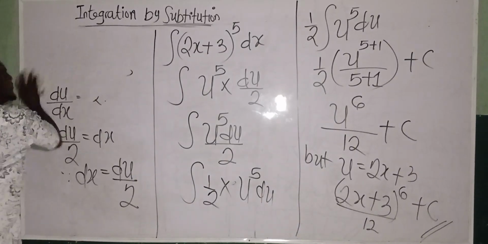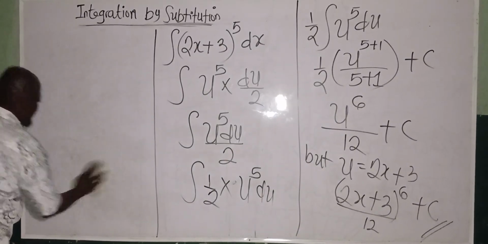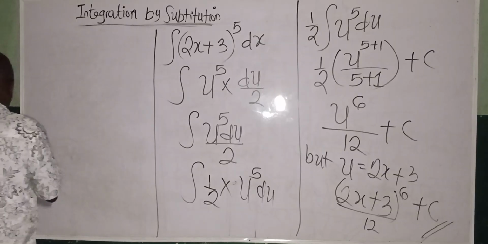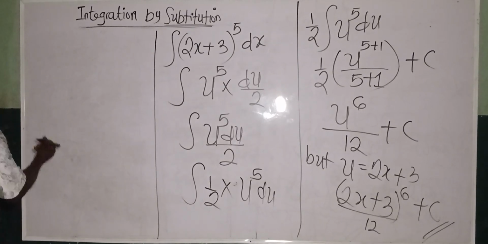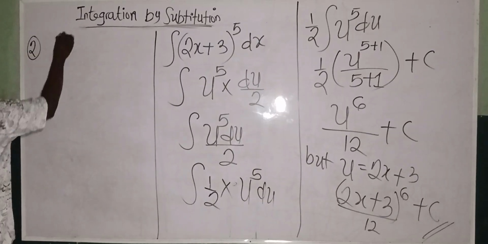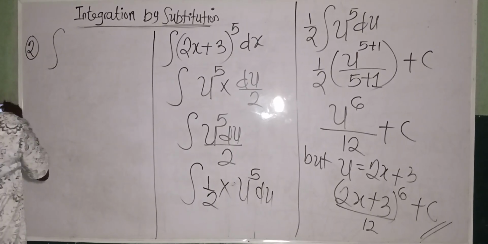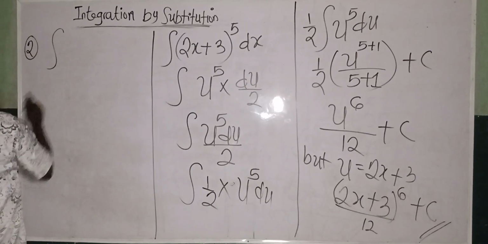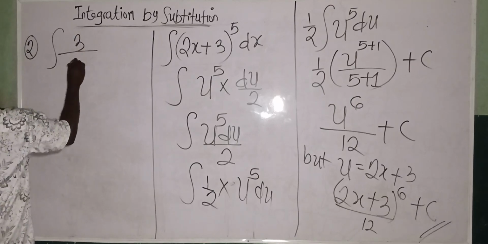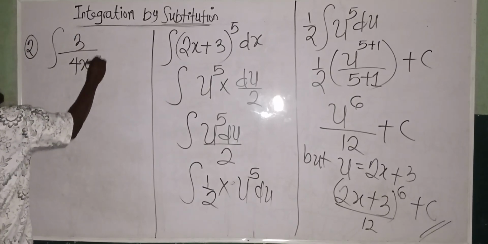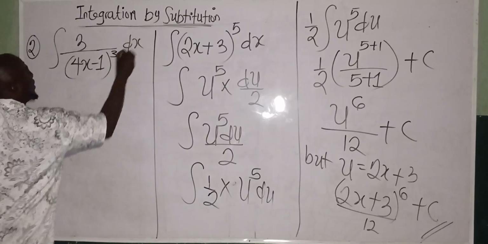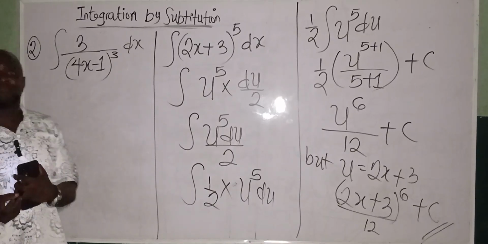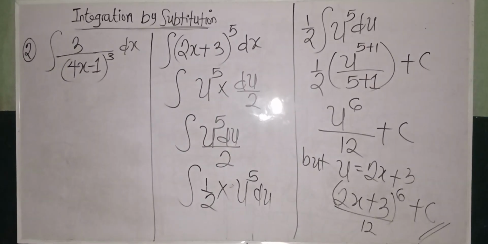Number two question. We are told, number 2, that we should find the integral of 3 over (4x minus 1) cubed. Find this integral. So what do we know to do?